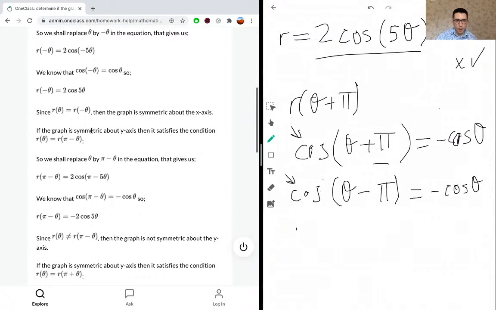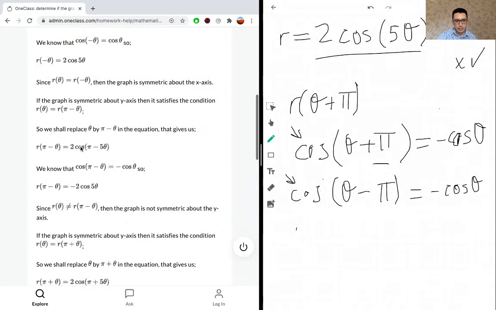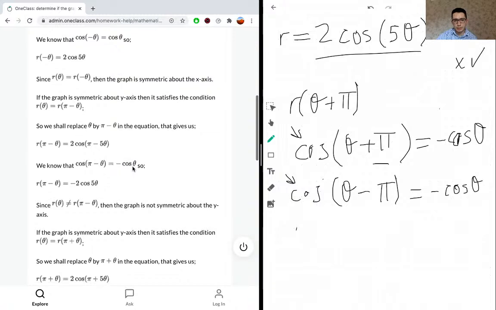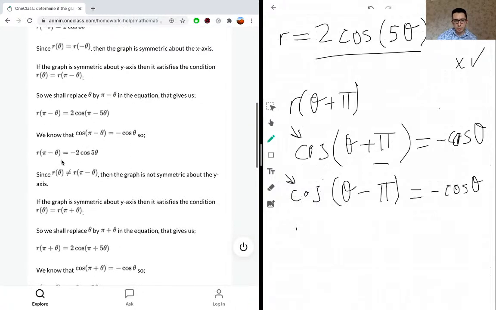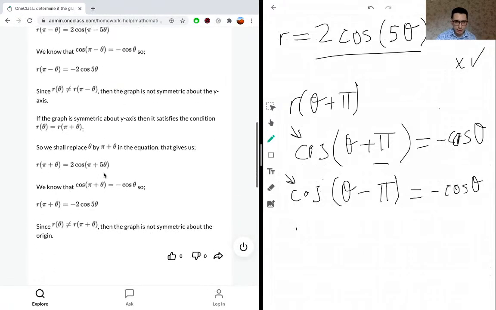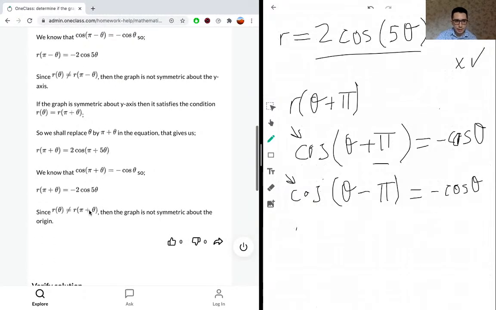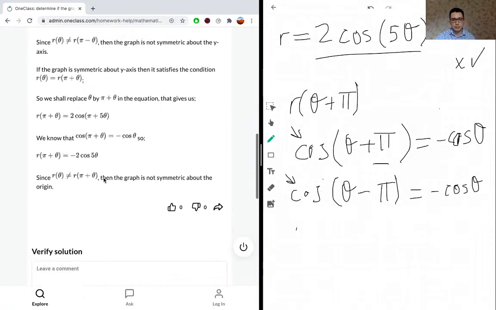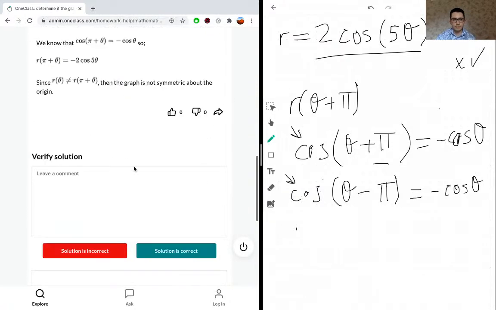And then they test for the y condition. Similar idea here. We have pi minus theta, substitute in, and you only really care about the cos component in the angle. Then this gives you negative cos theta, which means it's not equivalent. The two terms r of theta and r of pi minus theta are not equivalent. And similarly here, same idea, we're only focusing on the cos component, and you get a negative cos. So the solution is correct.